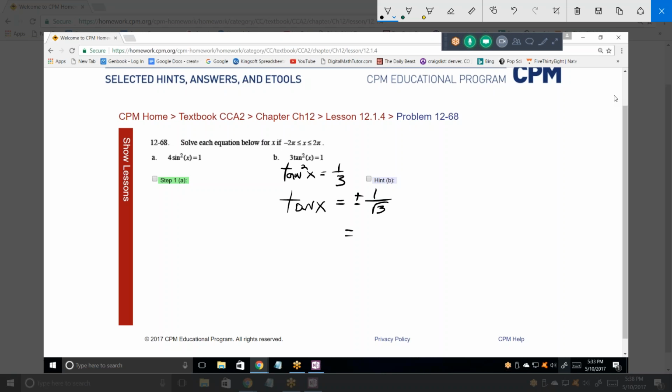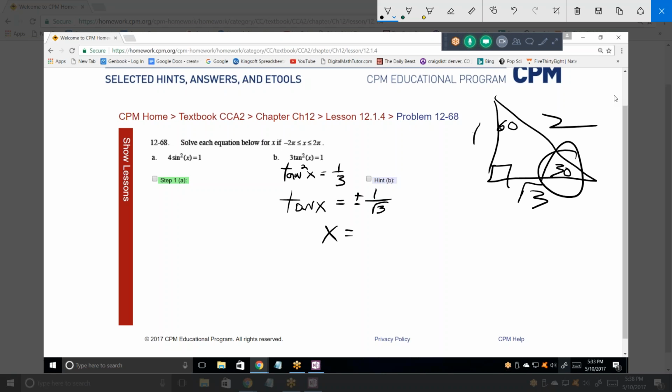What are they? What's x equal to? If you can figure out the first quadrant angle, then you'll have all of them figured out. Where is the tangent of x equal 1 over root 3? 90. No, positive. What positive angle? Looking at my triangle, what positive angle is the tangent of that angle, 1 over root 3? 60. 30. Tangent opposite over adjacent. So it's 30 degrees, or pi over 6.